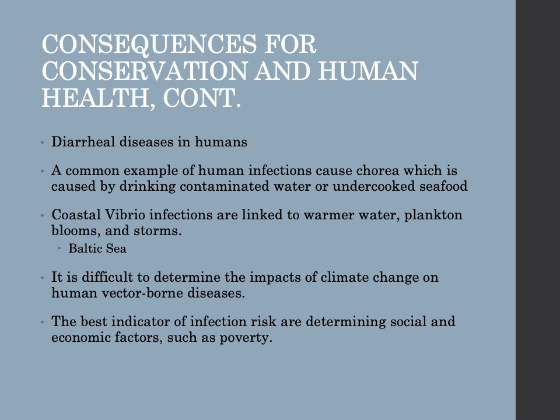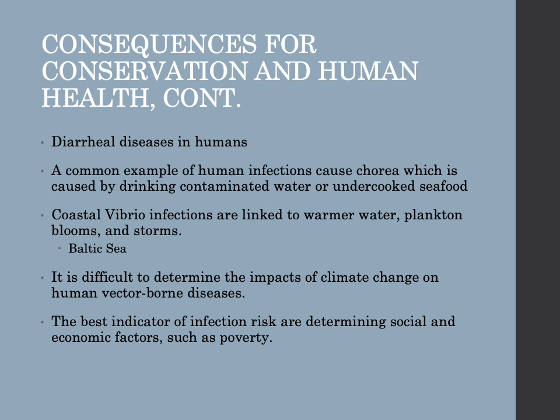Diarrheal diseases in humans are often linked to heavy rainfall and warmer temperatures. A common example of human infections is cholera. This often comes about when underdeveloped countries are drinking contaminated water or just by simply eating undercooked seafood. Coastal Vibrio infections are linked to warmer water, plankton blooms, and severe storms. The Vibrio infection actually spread to the Baltic Sea due to all of those conditions increasing. However, it is very difficult to determine the impacts of climate change on human vector-borne diseases.